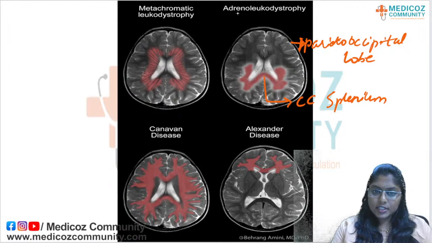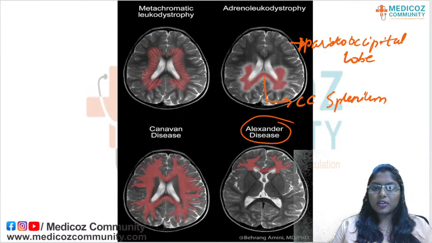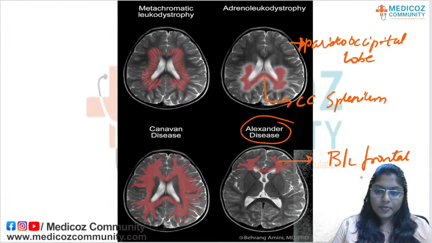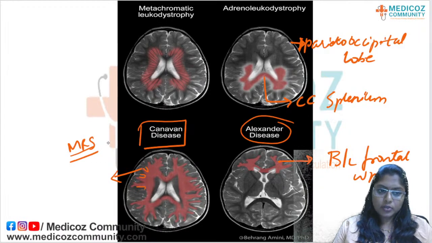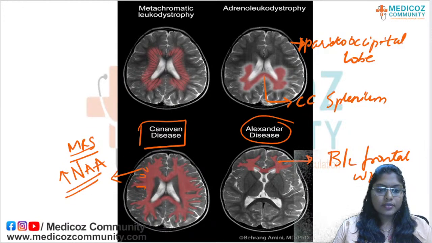Okay. Alexander's disease. Both of them are starting with A. Alexander is an emperor. He's always at the starting, always at the front. So only the bilateral frontal white matter is involved in this condition. Canavan's disease is a spongiform degeneration which involves the white matter completely, globally. Also, it involves the subcortical U fibers. This is one of the conditions which also involves the subcortical U fibers. And the most important thing about Canavan's disease is on MRS, that is magnetic resonance spectroscopy, there is increased NAA. This is characteristic for Canavan's disease.